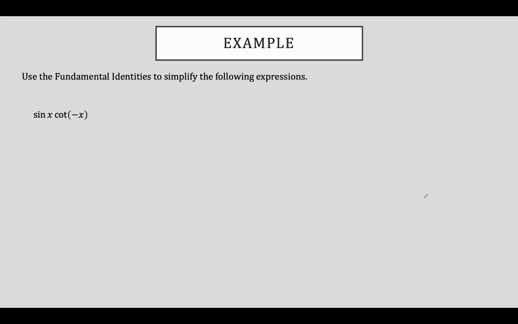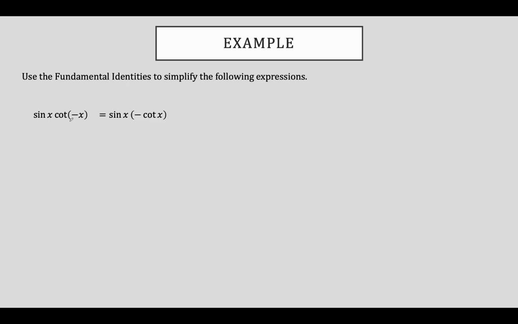Let's look at a few more here. Sine of x times the cotangent of negative x. So what jumps out at you in this problem? Well, here we have a negative x. Anytime you see a negative x inside of a trig function, think about your even and odd identities. Cotangent is an odd function, therefore the cotangent of negative x is negative cotangent of x.